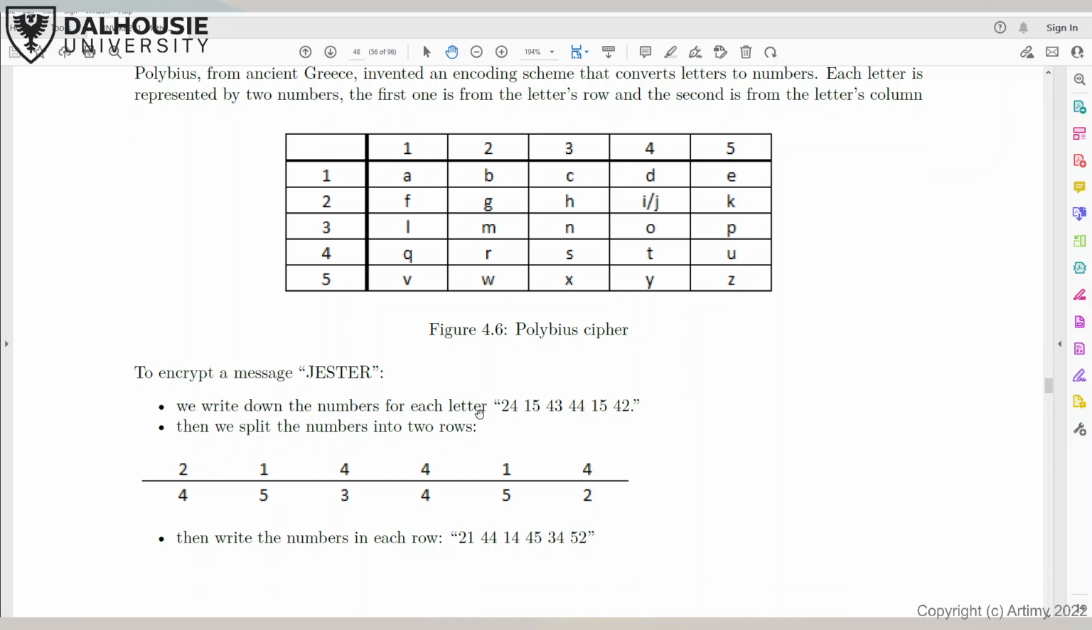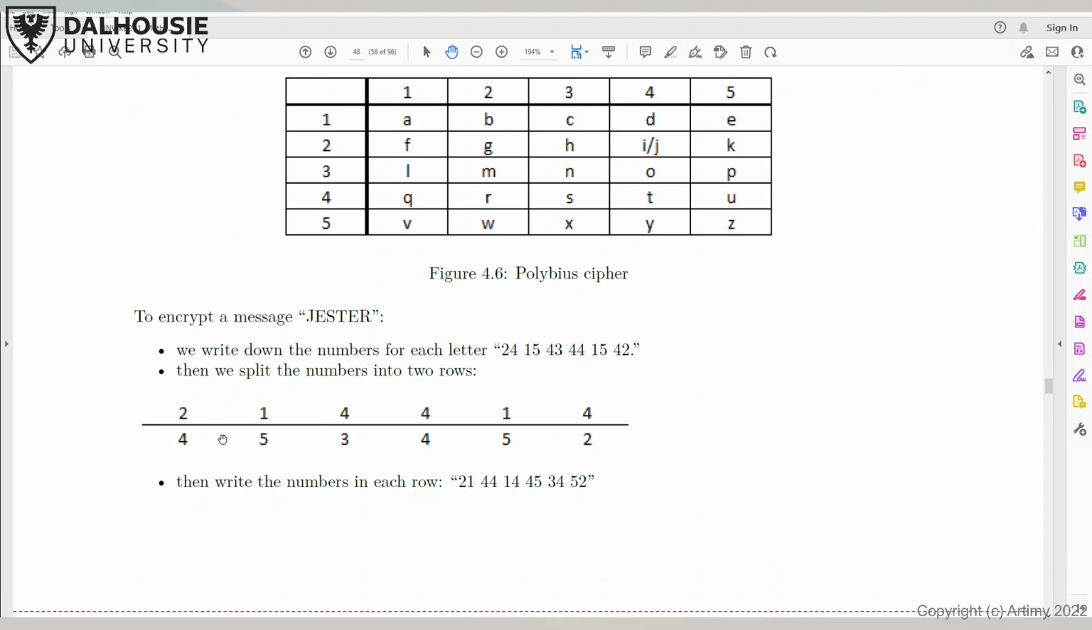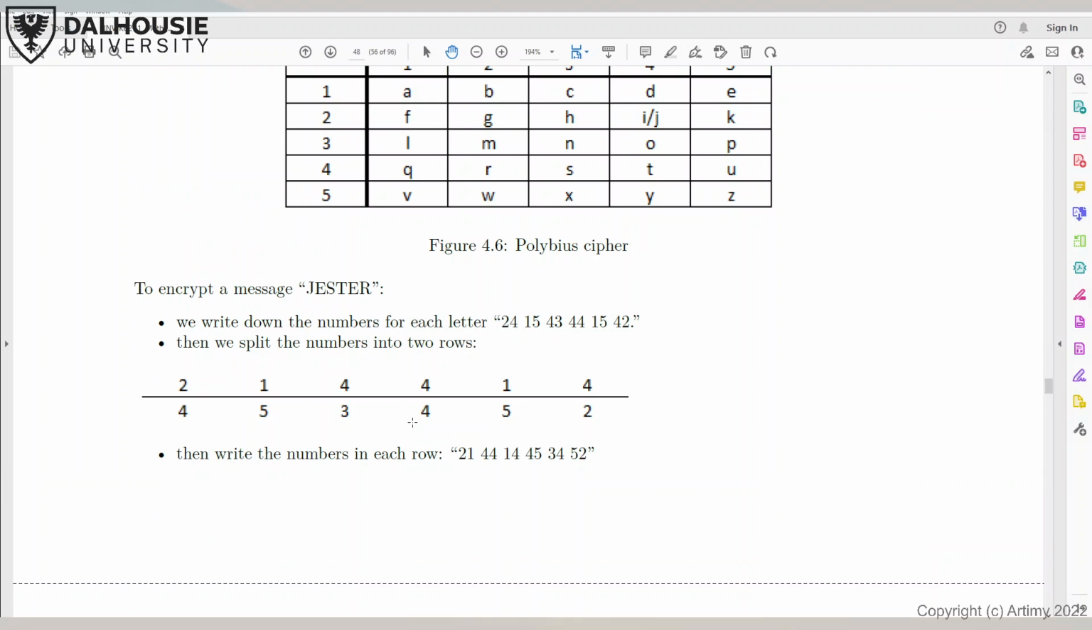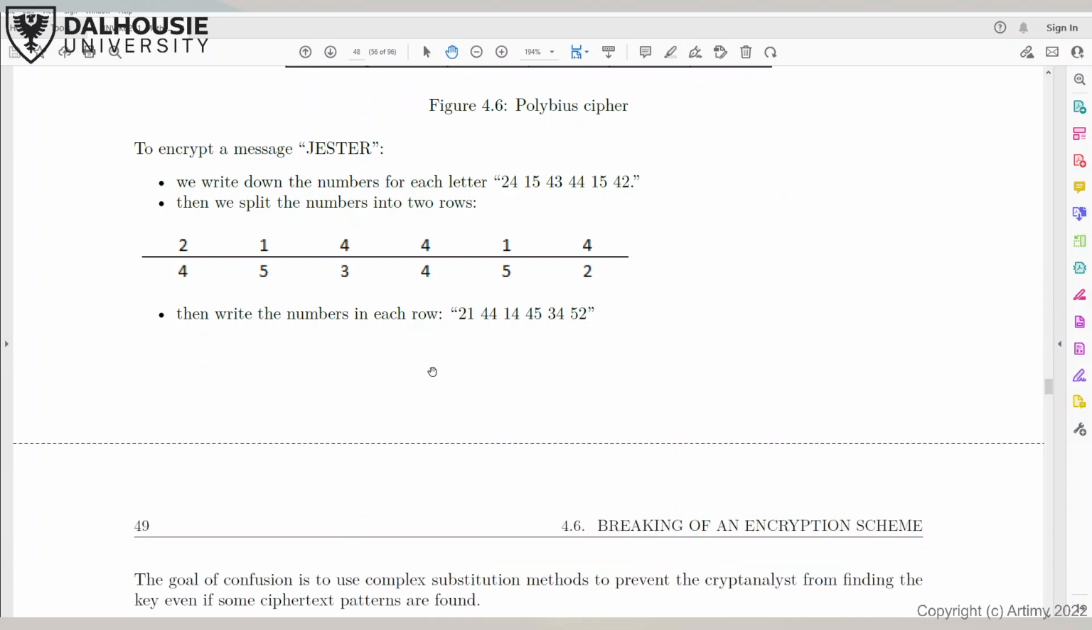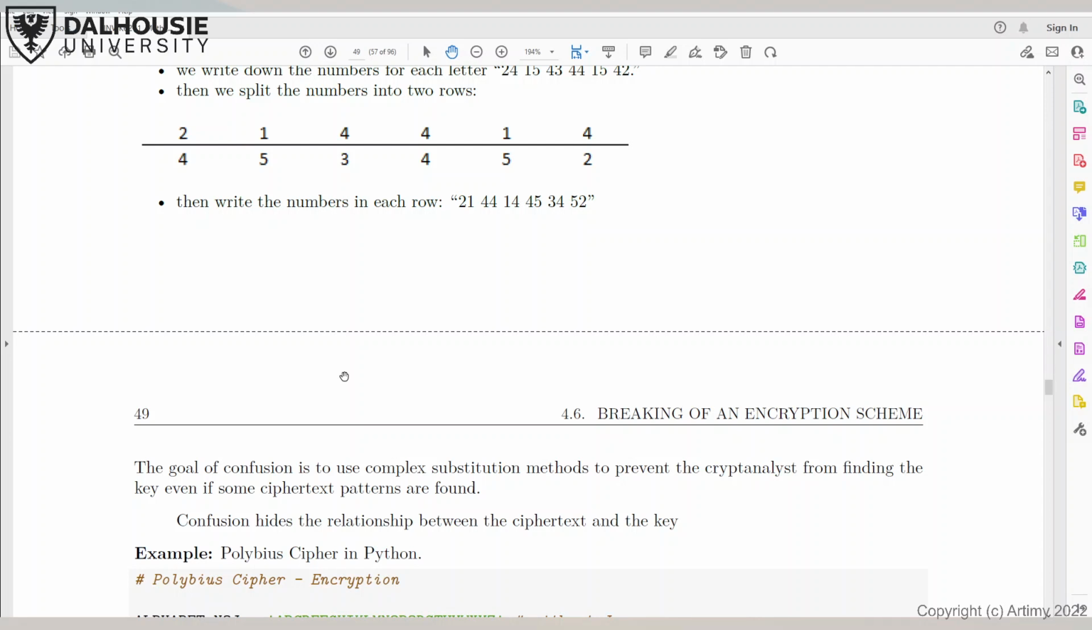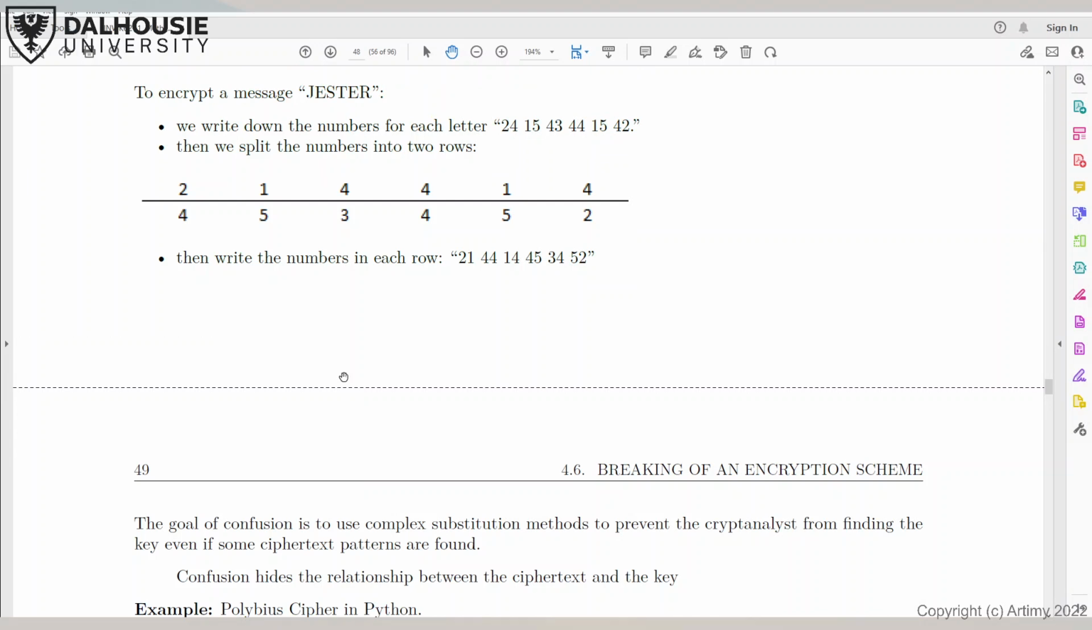If I write each number as two rows, so 24 is 2 top, 4 bottom, 15 is 1 top, 5 bottom, and 43, and so on, then write 21, 44, 14, 45. So now the ciphertext will be each two numbers, and I'll write them row by row. So 21, 20, 44, 14, 45, 34, 52, right? So now I did both substitution and transposition. So that is the technique that uses both.